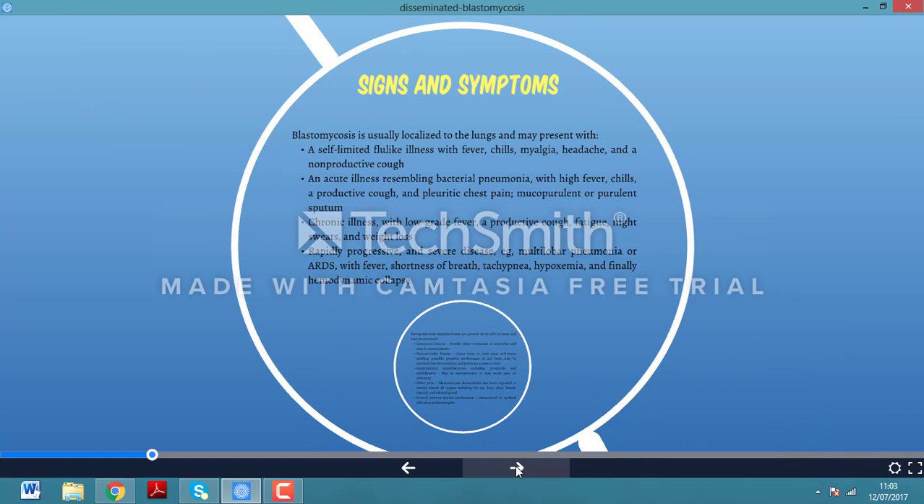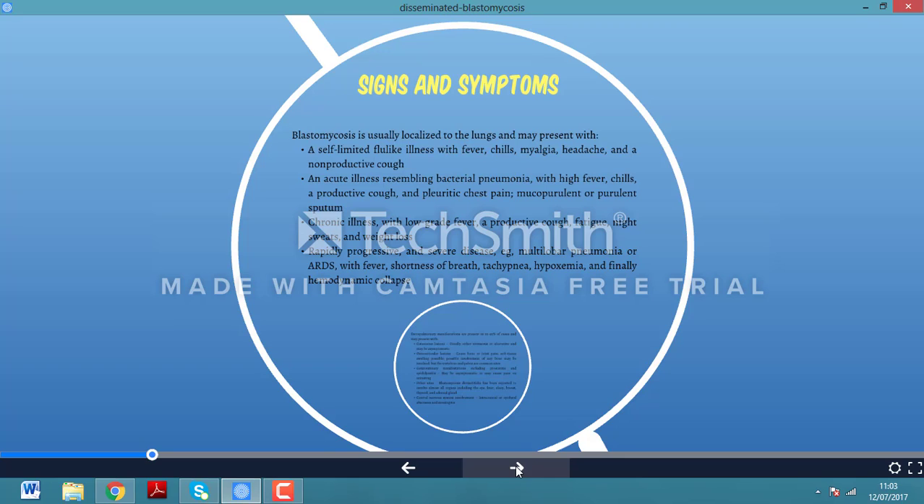Signs and symptoms. Blastomycosis is usually localized to the lungs and may present with a self-limited flu-like illness with fever, chills, myalgia, headache, and a non-productive cough. An acute illness resembling bacterial pneumonia, with high fever, chills, productive cough, pleuritic chest pain, mucopurulent or purulent sputum, or a chronic illness with low-grade fever, a productive cough, fatigue, night sweats, and weight loss.